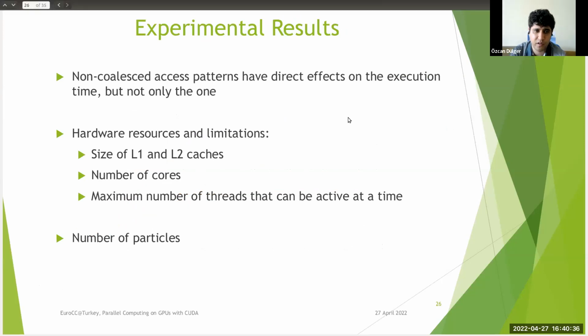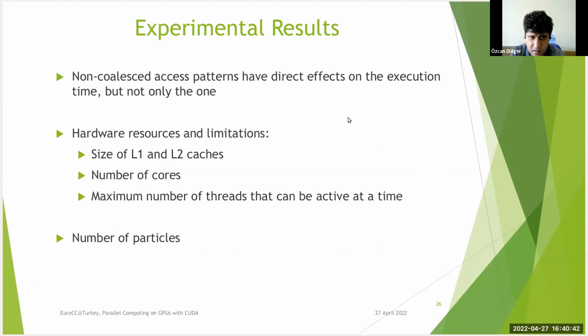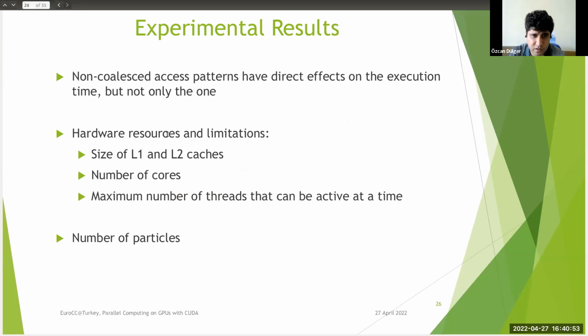Yes, in this example, we learned that the non-coalesced access patterns have direct effects on the execution time. But it is not the only reason for the execution time of the application. Also, hardware resources and limitations can affect the execution time. These are size of L1, L2 caches, or the number of cores, or the maximum number of threads that can be active at a time. All of them have effect on the execution time, or the number of particles also affects the execution time.